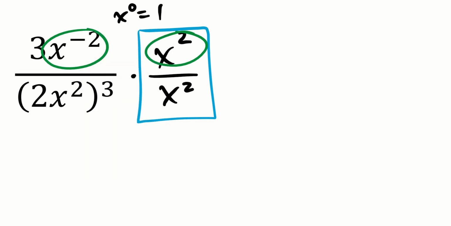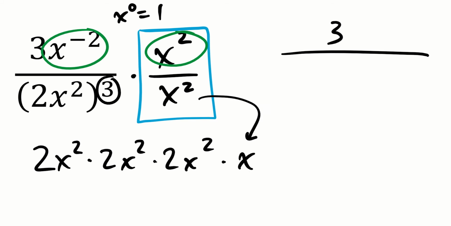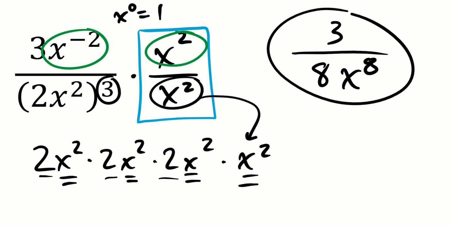So my numerator ends up being just the number 3, and my denominator, well, if I expand it, I've got 3 copies of this, so I can write it's 2x squared times another 2x squared times another 2x squared times, and I've got to bring one more x squared down, right? This x squared has to make its way into the denominator as well. So 2 times 2 times 2 is the number 8. And then I've got 1, 2, 3, 4, 5, 6, 7, 8 factors of x. So this is 3 over 8 times x to the 8th power. So this is what this becomes, right? This is the simplified version of this original expression. And we got there by multiplying by the number 1.